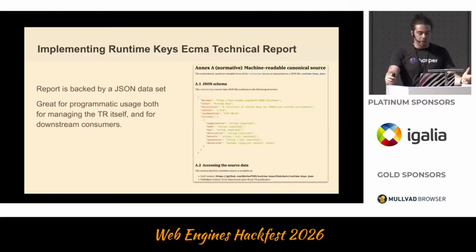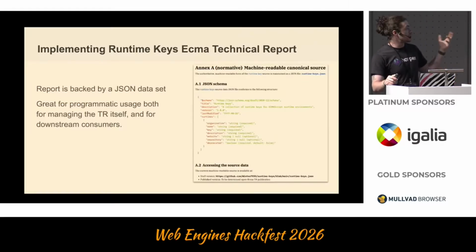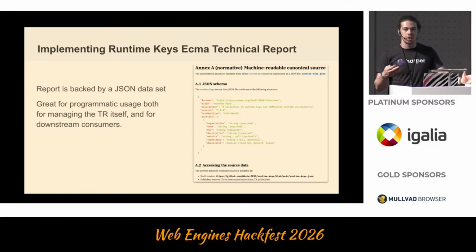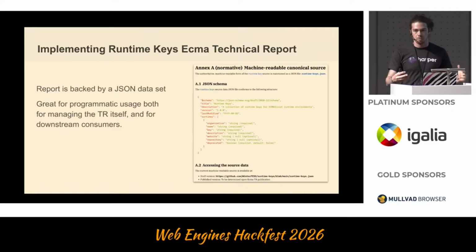And then at the end here, this is an example of some of our annex pieces, and this is the JSON schema that we're using for this data. This was actually a really exciting piece, because while the JSON itself is not directly copy pasted inside of the technical report itself, it's what's used to generate the report.